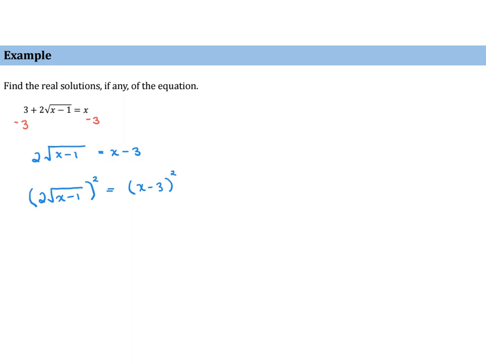Now, to square the 2, we get 4, and then to square the square root, we get x minus 1. On the right-hand side, we must FOIL. So we would have x squared minus 6x plus 9. In case you're wondering where that came from, that's x minus 3 times x minus 3, which is x squared minus 3x plus 9, which is indeed x squared minus 6x plus 9. Now, we'll distribute the 4.